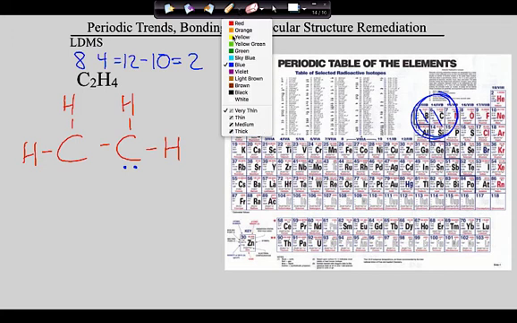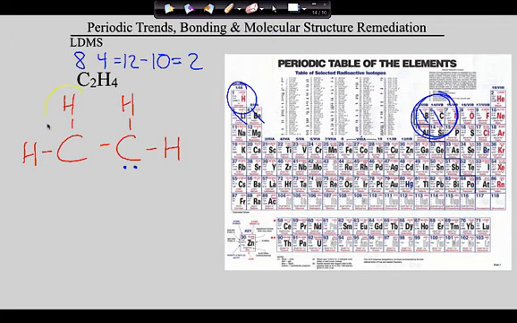So now it's time for us to check the octet rule. You'll notice that these hydrogens do not have 8 valence electrons. They don't want 8. They can only have 2. So once a hydrogen bonds, it's done. So then we look at our carbons.